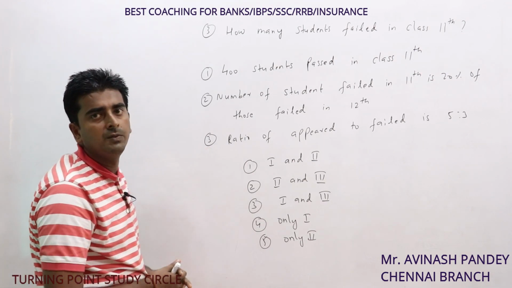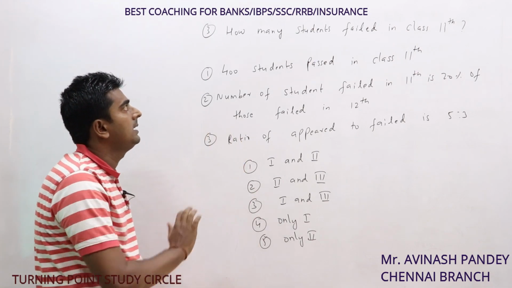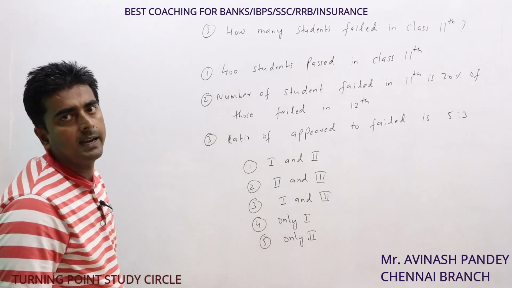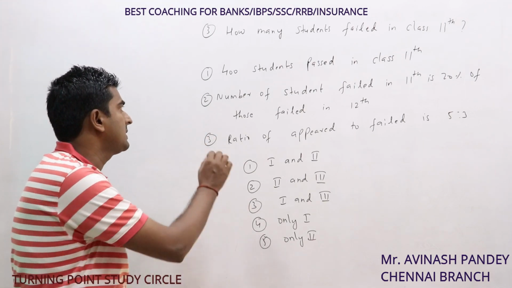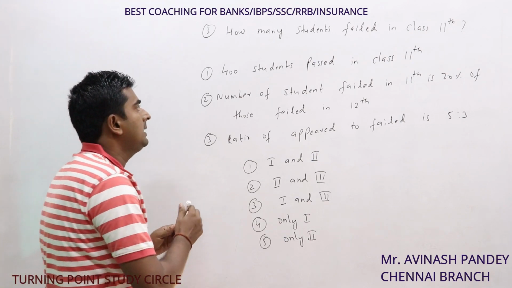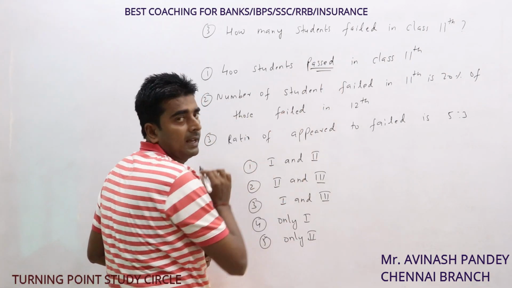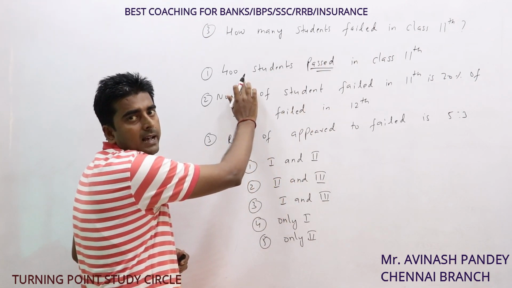So this was the third question which they have asked in examination. Again, it's a very simple question. So what they have asked here, how many students failed in class 11, right? This was a question which they have asked. For that they have given you three statements. So when you see the first statement here, 400 students pass in class 11, right? So here they are talking about pass, but what they are asking here, failed. So of course from the first statement alone we can't able to get the answer, right?